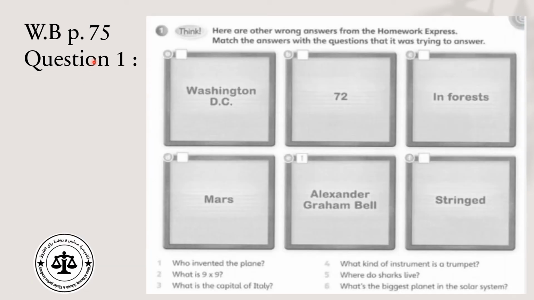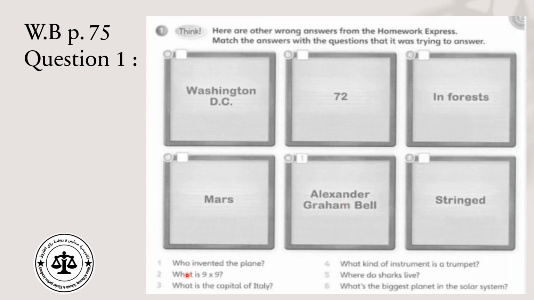And now go to page 75 to do exercise number 1. Here are other wrong answers from the homework express. Match the answers with the questions that it was trying to answer. These are the wrong answers and these are the questions. Look at number 1. Who invented the plane? The answer was Alexander Graham Bell.